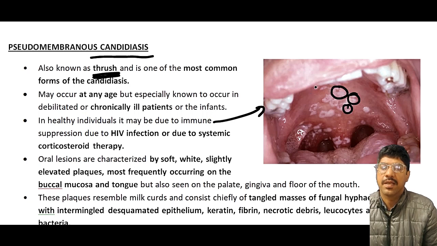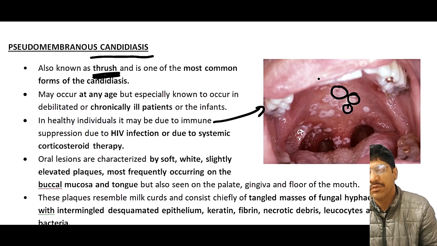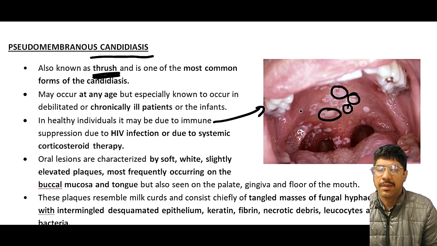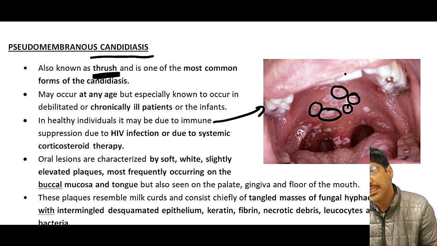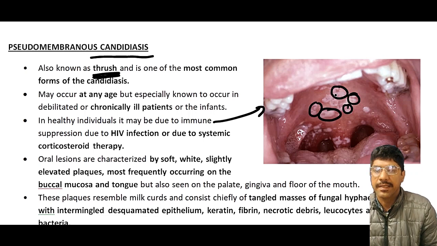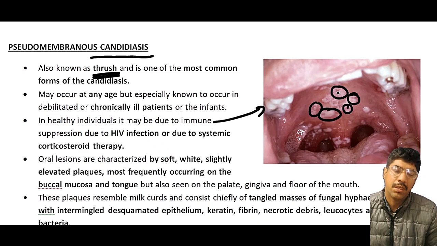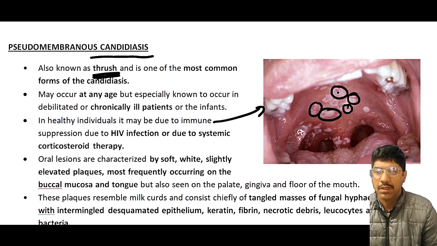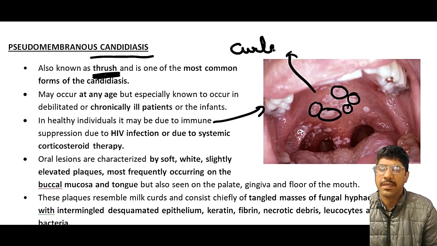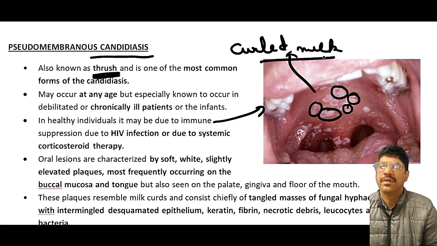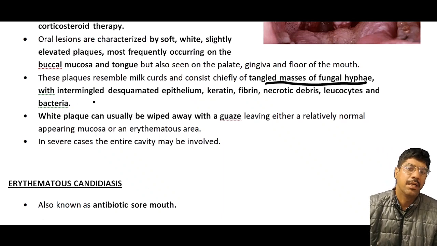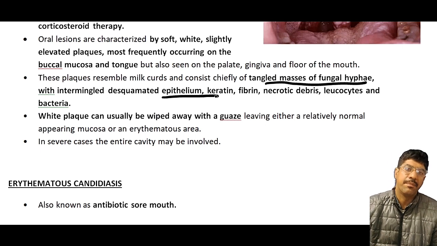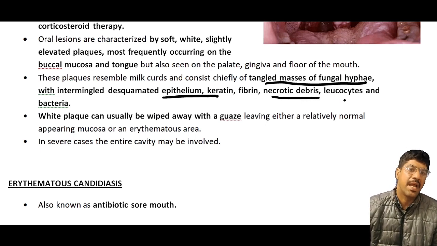Pseudomembranous candidiasis creates white soft patches around the mouth, as you can see here. These patches are slightly raised and usually found inside the cheek region and the tongue, but they might also appear on the roof of the mouth, gums, or under the tongue. These patches, remember, appear as a curdled milk appearance. And what are they made up of? They consist of, remember, a tangled mass of fungal hyphae with intermingled desquamated epithelium, keratin, fibrin, necrotic debris, leukocytes, and bacteria.